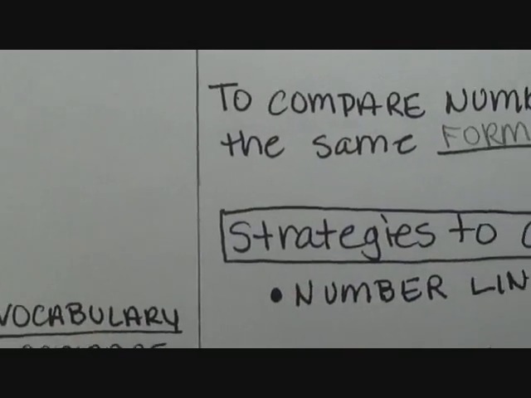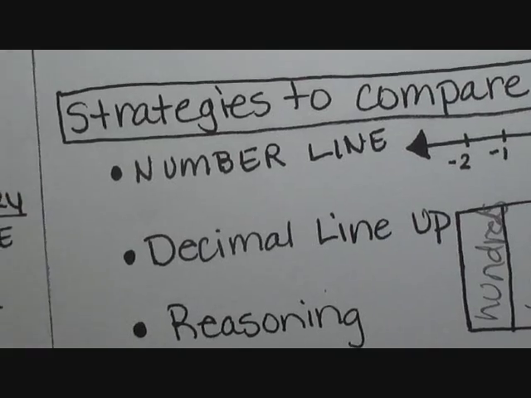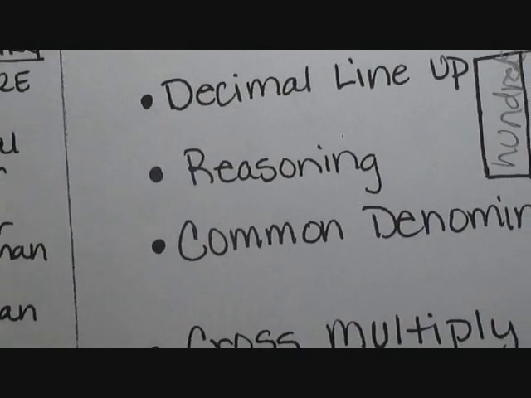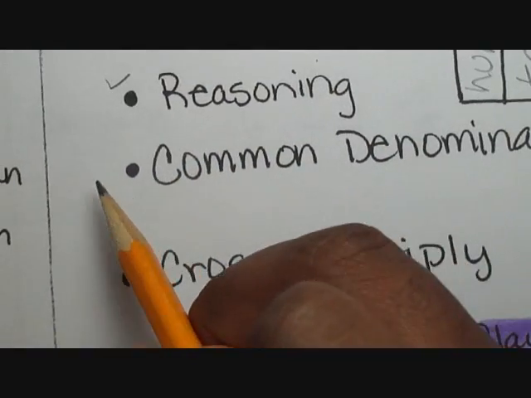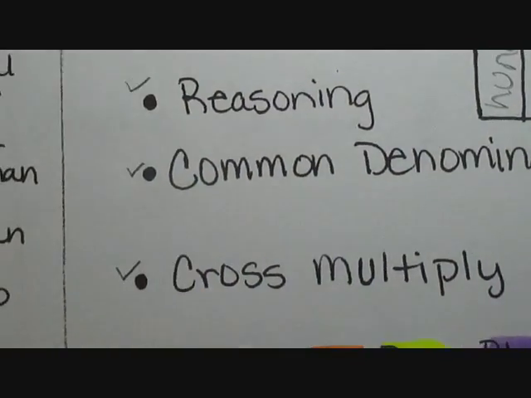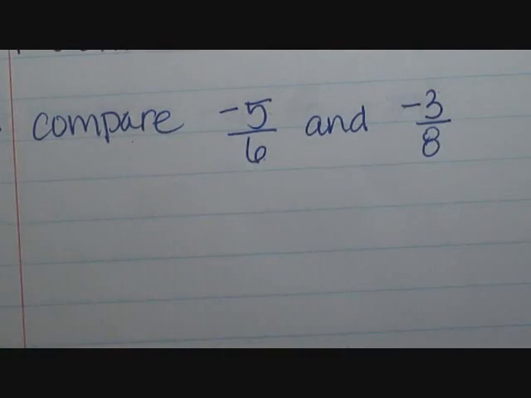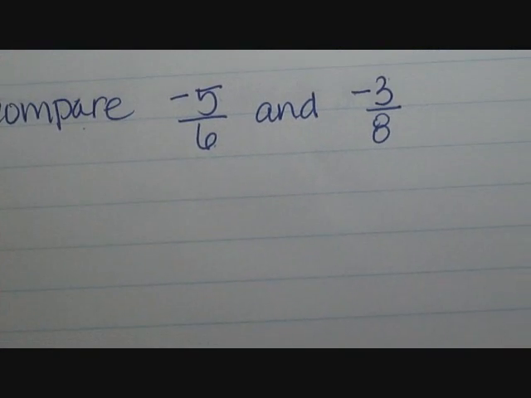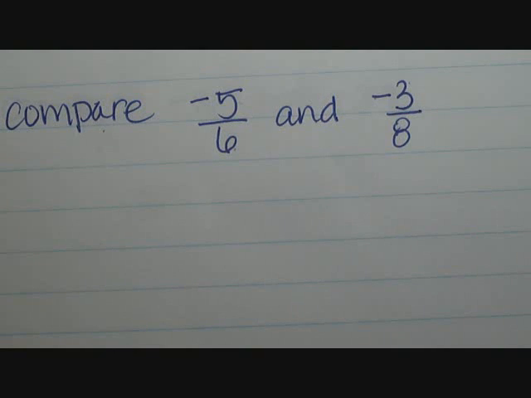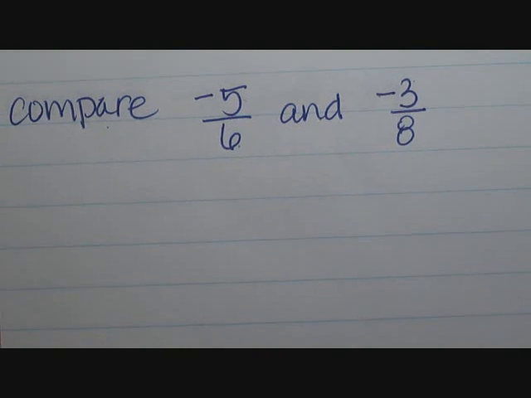The way that I can compare fractions, I can either use reasoning, find a common denominator, or cross multiply. And we're going to go over all 3 of those really quickly. It's not something you haven't seen before, so please just try to keep up. If you can't keep up or it's getting a little bit confusing, please stop, rewind, and replay as much as you need to.